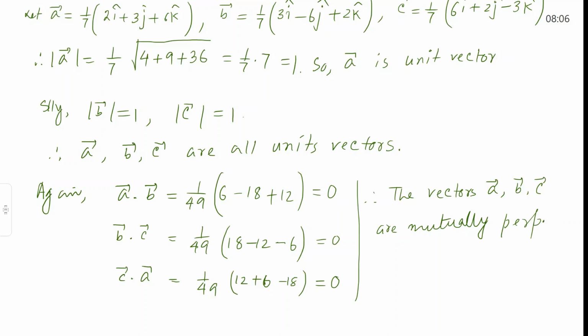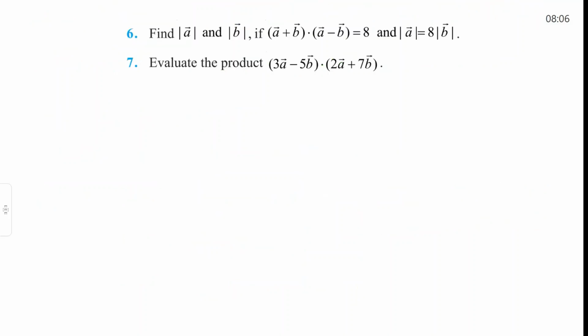Okay, so next I am taking a fresh question. So this is our question now. Find mod A and mod B if A plus B dot A minus B is equal to 8 and modulus A bar is equal to 8 into modulus of B bar. So it is very simple, 6 number solution.